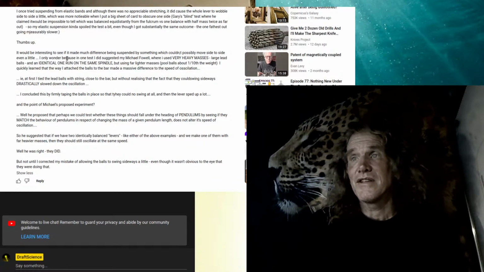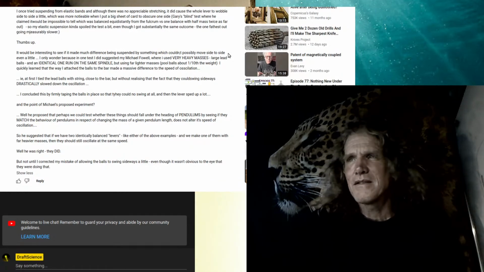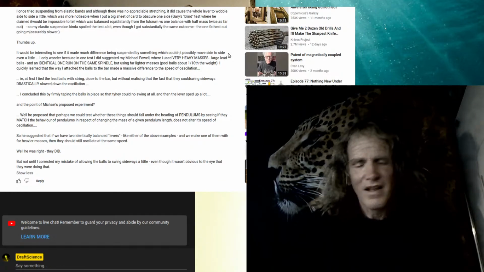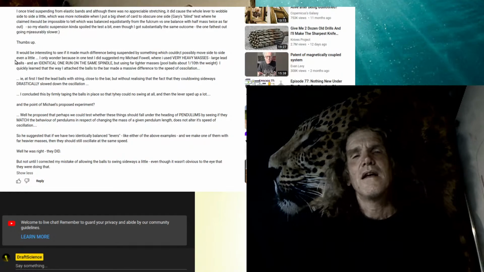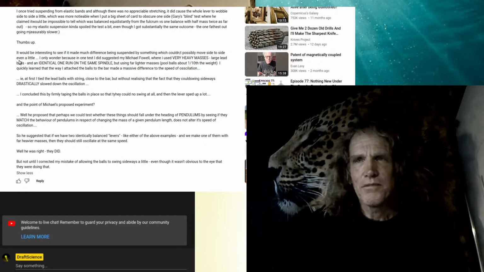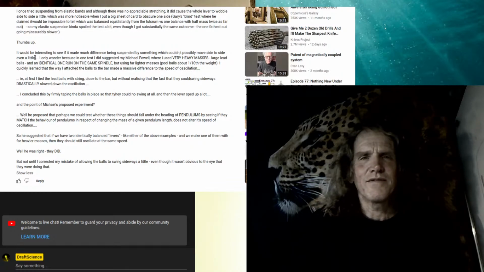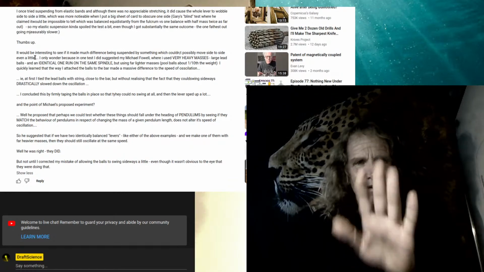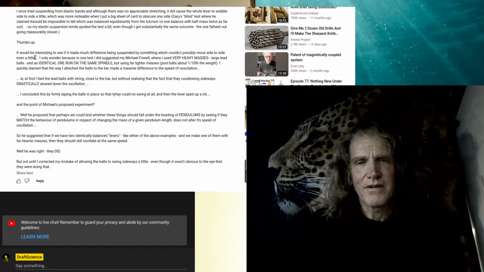It would be interesting to see if it made much difference being suspended by something which couldn't possibly move side to side. I don't even know why this is an issue. I didn't have a big problem suspending it 10 inches on a piece of fishing line. I didn't have that much problem with it moving all over the place, so I don't know exactly why you can't seem to oscillate a lever without it moving all over the place, even a little. So who cares if it does, frankly. If it rotates, who cares? That rotation isn't going anywhere either.